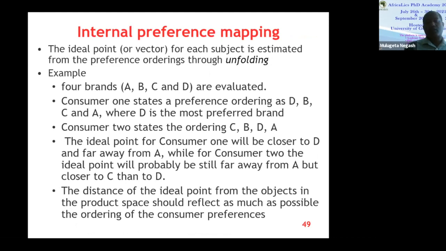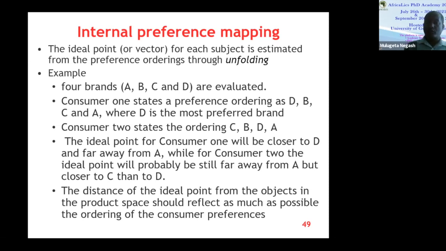What is internal mapping? The ideal point or vector for each subject is estimated from the preference ordering through unfolding. Unfolding, we said, is matching a particular brand to a particular customer group. Four brands, A, B, C, D are evaluated. These four brands can be done by multidimensional scaling. Customer one states preference for D, B, C, A, and this can be done by using correspondence analysis or cluster analysis. Consumer two states ordering C, B, D, A.